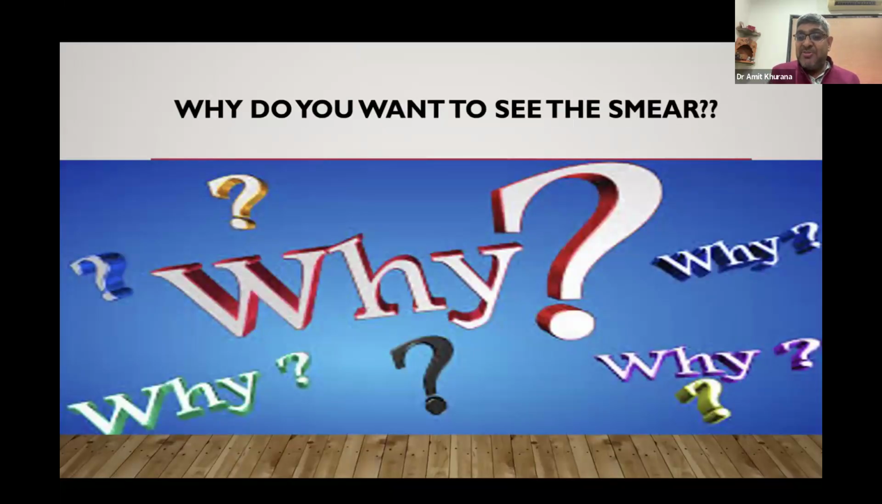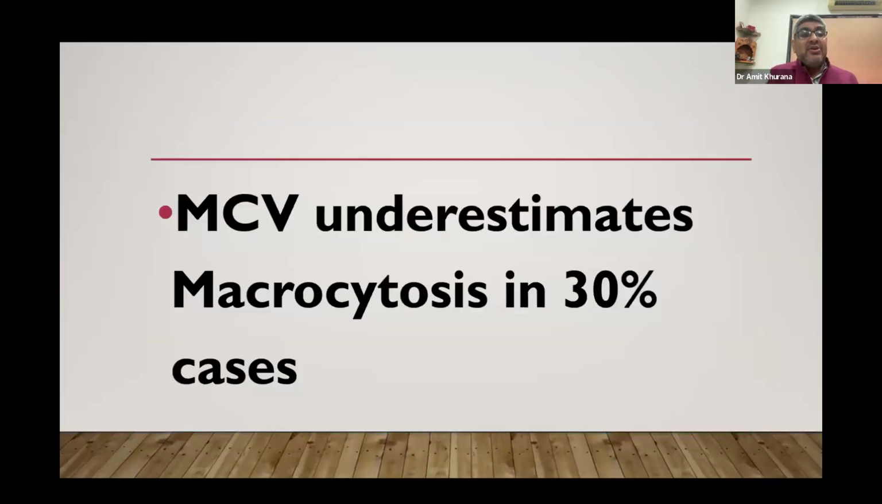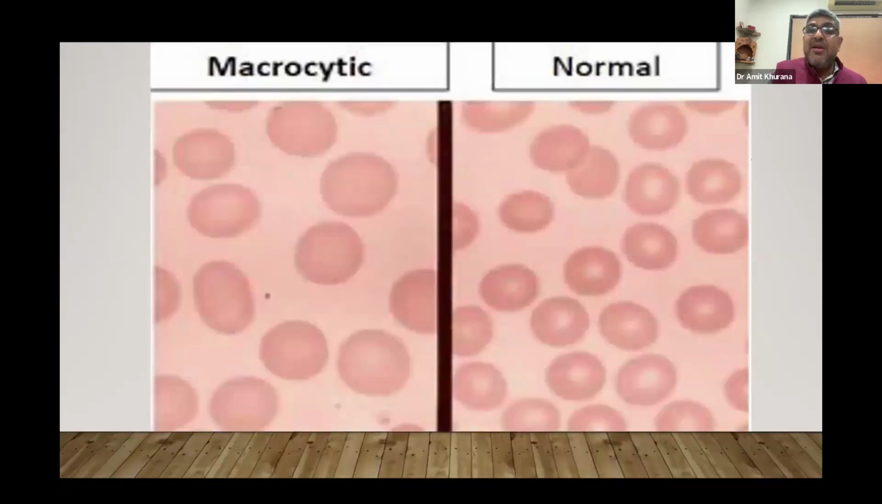And why do you want to do the peripheral smear examination? The big question. And the answer is, MCV underestimates macrocytosis in 30% of cases. So you cannot rely on MCV alone, the peripheral smear examination is a must. If you look at the figure on the right side, this is a normal RBC. The pathologist can easily make it out. And on the left side we have a macrocytic RBC.